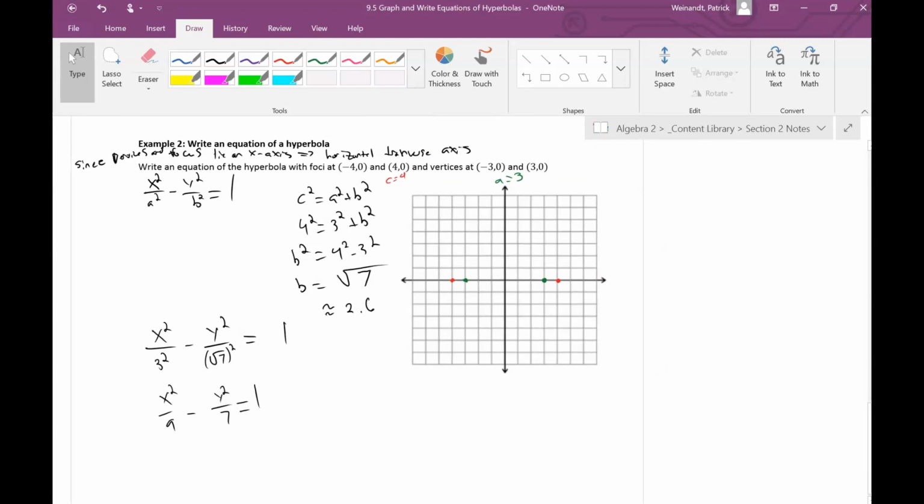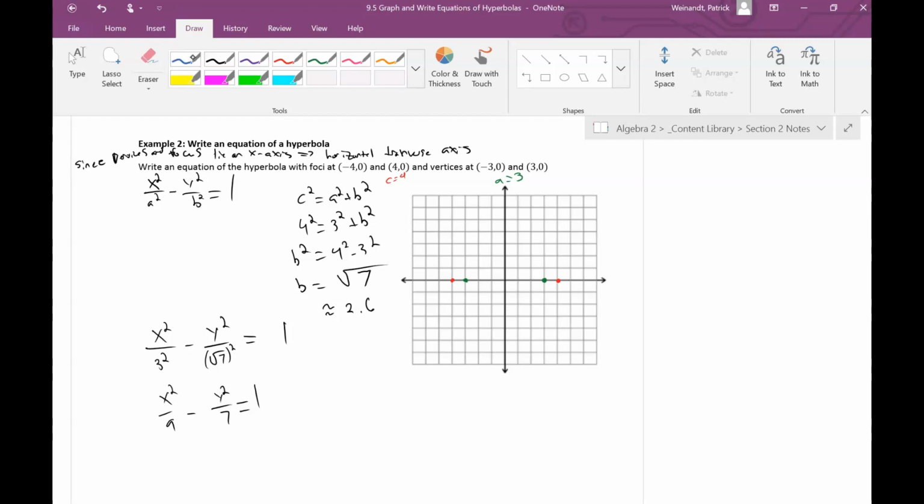Now, I didn't work through an example where you had a vertical transverse axis, but you're going to have to determine that. If the points were going on the y-axis, then you could conclude it has a vertical transverse axis, and so on and so forth. So you're going to have to use your intuition to figure out what the equation is going to look like. Is it going to have a horizontal transverse axis? Is it going to have a vertical one?